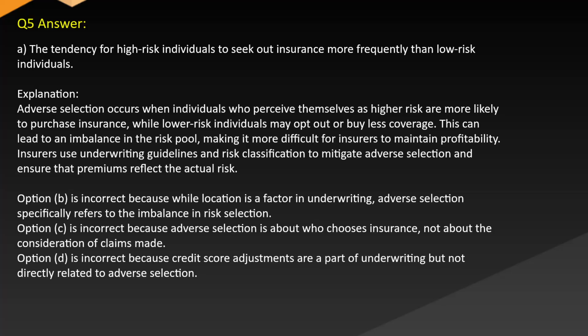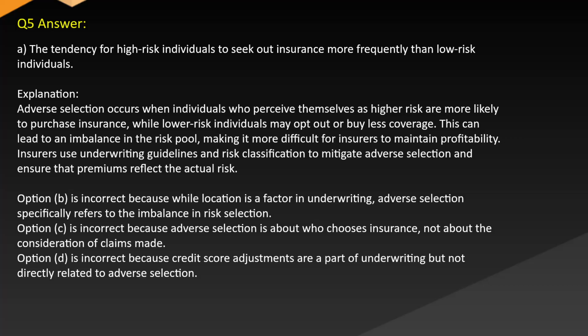Answer A. The tendency for high-risk individuals to seek out insurance more frequently than low-risk individuals. Explanation: adverse selection occurs when individuals who perceive themselves as higher risk are more likely to purchase insurance, while lower-risk individuals may opt out or buy less coverage. This can lead to an imbalance in the risk pool, making it more difficult for insurers to maintain profitability. Insurers use guidelines and risk classification to mitigate adverse selection and ensure that premiums reflect the actual risk.